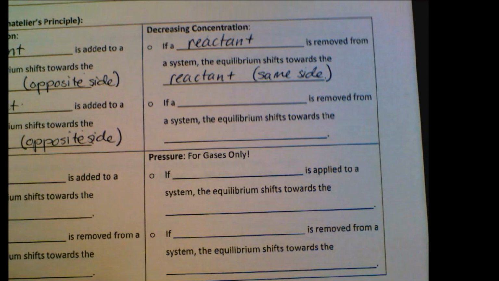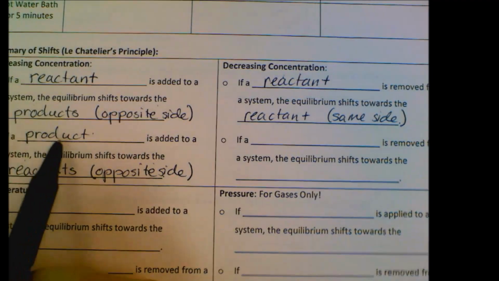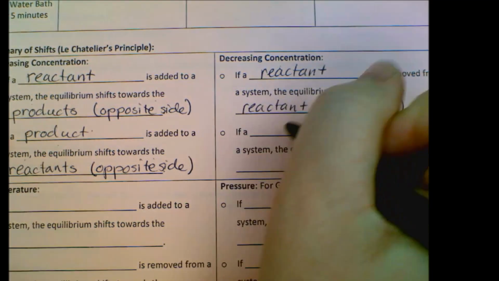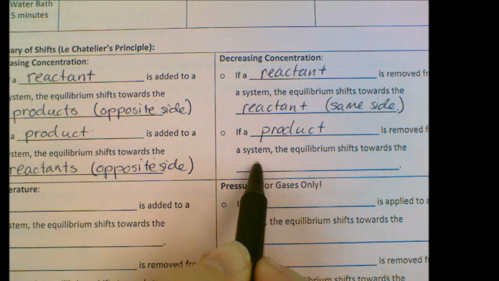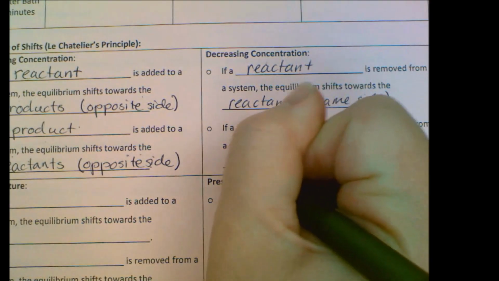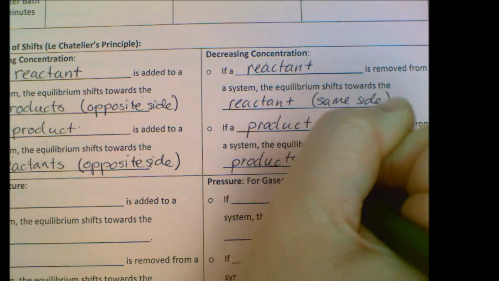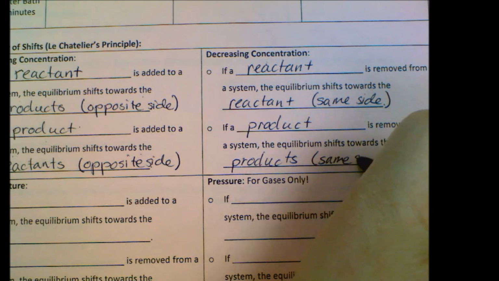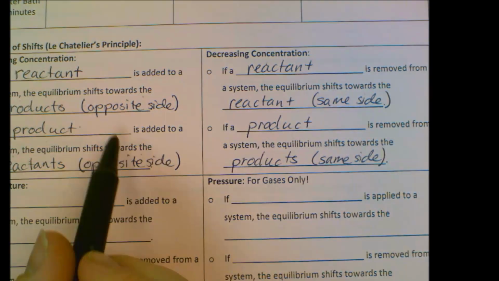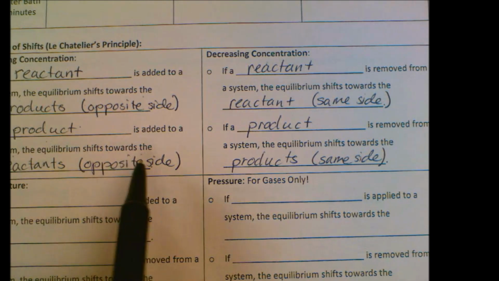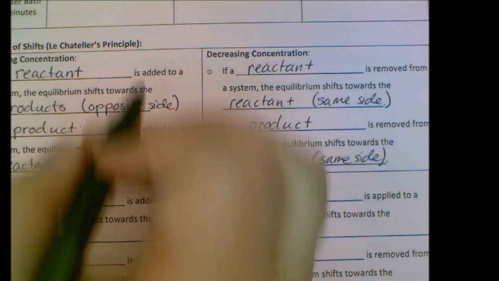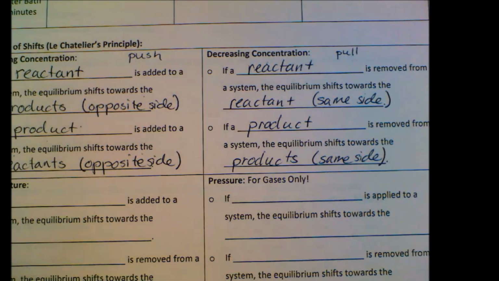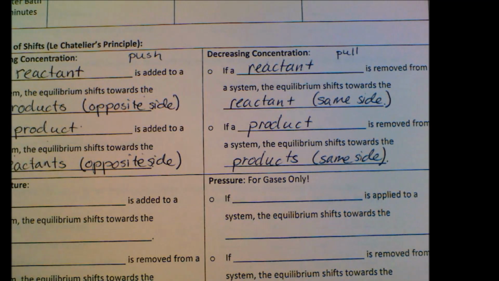All right, so that also must be true for the products. So when we added a product, it shifted towards the reactants. So if a product is removed from the system, the equilibrium shifts towards the products. Again, towards the same side. So when we add something, it pushes in the opposite direction. When we remove something, it pulls in the same direction. Okay, so I kind of think of these as a push and a pull. Pull towards you, push away from you.